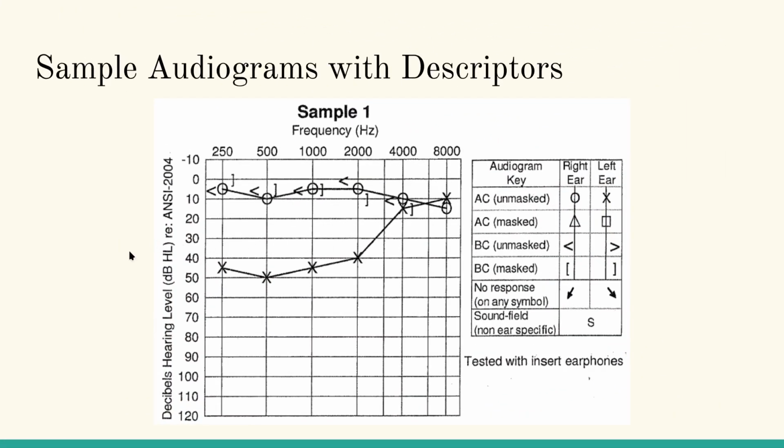So some sample audiograms with descriptions here. Here, two possible descriptions we have. One, we could say pure tone threshold testing indicated a moderate conductive hearing loss through 2000 hertz, rising to normal in the high frequencies for the left ear. Hearing loss was within normal limits for the right ear.